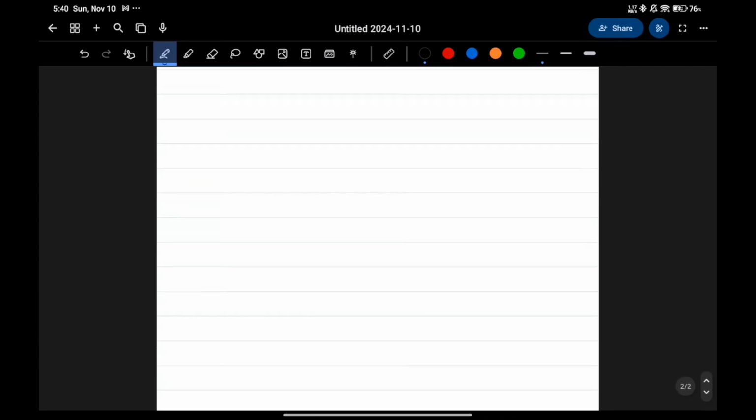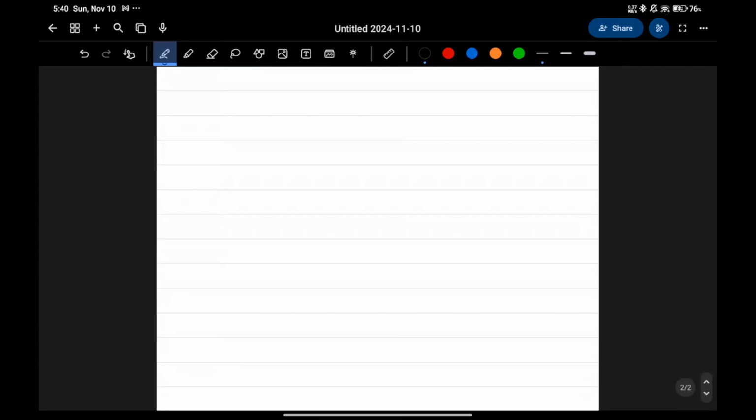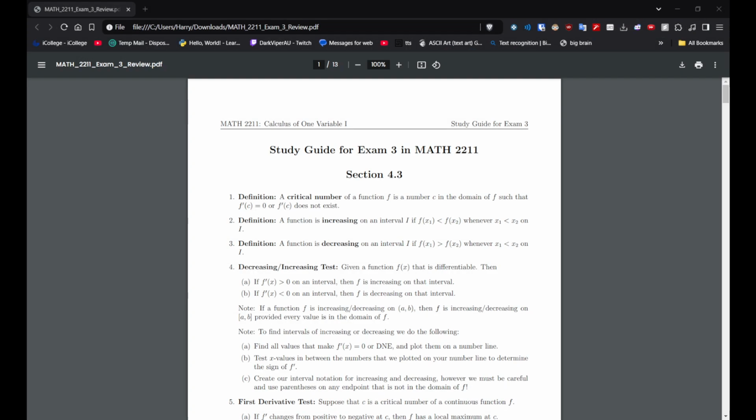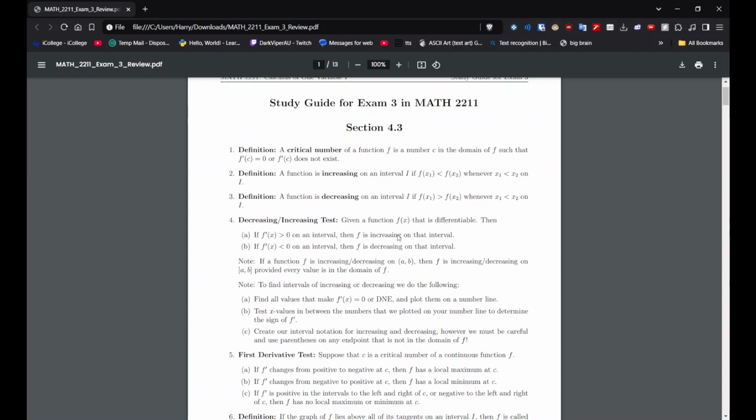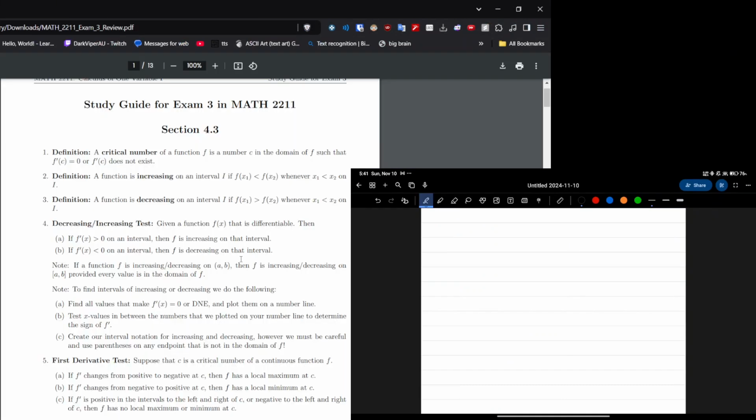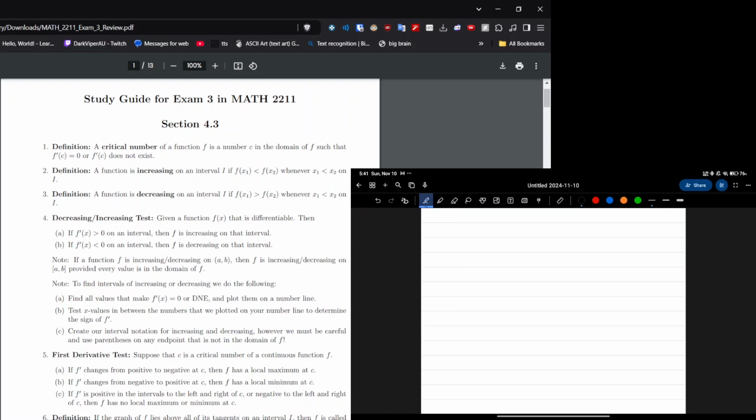Okay. Let's move forward. Now I'm gonna skip all the test 2 material because that's in the past and we are gonna explore test 3 for now. So now I'm gonna switch back to my worksheet. Give me 1 second. Alright. So over here, let's look at this. And let me bring my tablet. Yeah, perfect. Alright, so over here we're gonna start with critical numbers, increasing, decreasing.